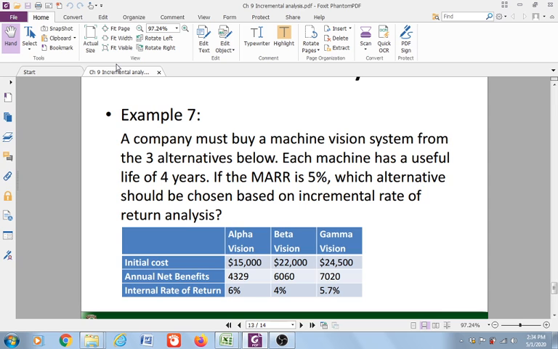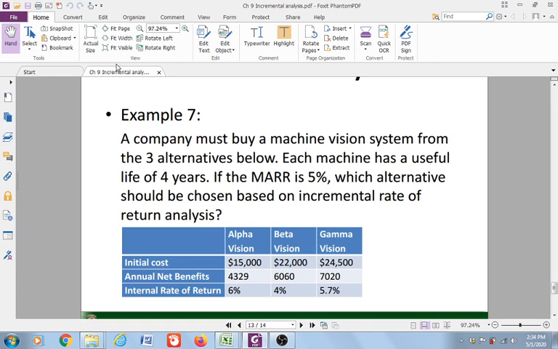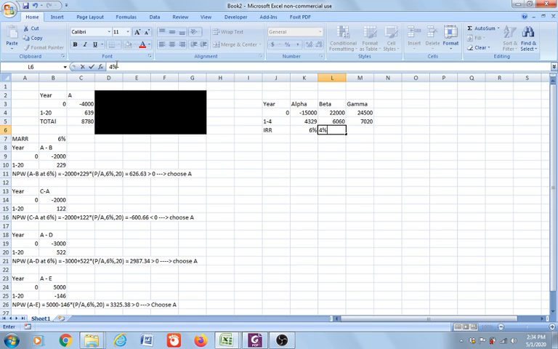Now the next information that we have is the IRR. The IRR of alpha is 6%, beta is 4%, and gamma is 5.7%. The MARR equals 5%. Now we have the information of IRR. We know that the highest IRR is 6%, and that belongs to alpha. Should we choose alpha? No.